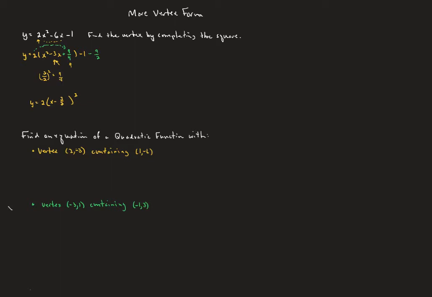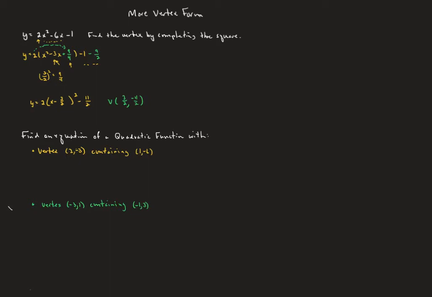We'll combine these values here. So -1 is -2 halves, so that'll make that minus 11 halves. That's vertex form, and our vertex, because we were trying to find the vertex, is going to be a positive 3 halves, comma, -11 halves.